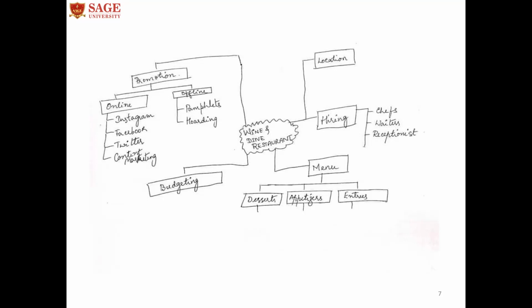So after the menu, I visualize the restaurant in my mind. When I imagine the picture, I could think of the people required to run the restaurant. So yes, chefs, waiters, receptionists, managers. There are many people who came into my mind. So yes, I have to hire these kind of people, so it will be coming under the branch hiring.